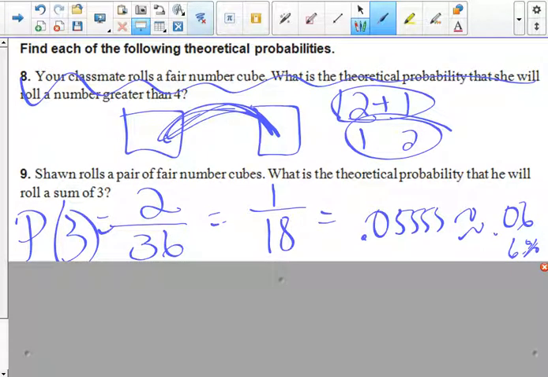Okay, so lots of ways to represent that. That's a percent, by the way. So 6% chance.